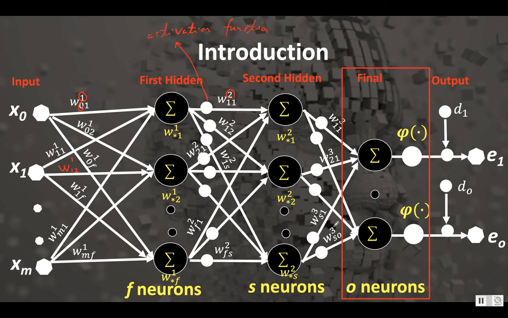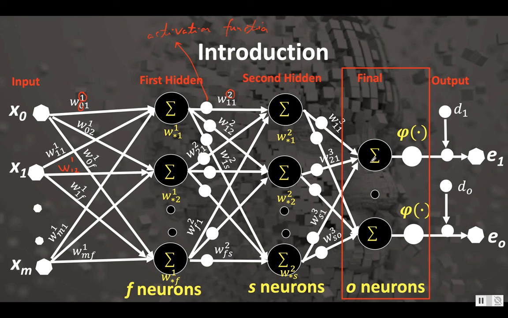The 3 means it goes to the final layer. We only have 2 hidden layers and 1 final layer, a total of 3 layers. This S means it comes from the S neurons of the second hidden layer, and O means it goes to the O neurons in the final layer. Okay, it's relatively complicated, so I want you to understand each weight, what the superscript and the subscript really mean. Otherwise, you are going to be confused in the later calculations.